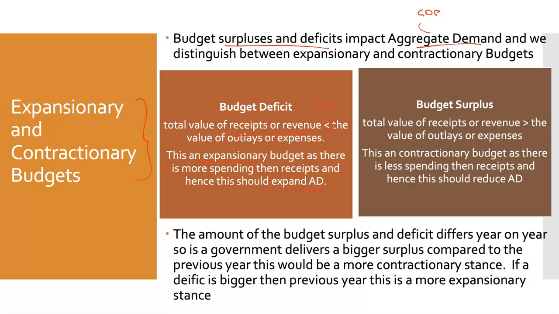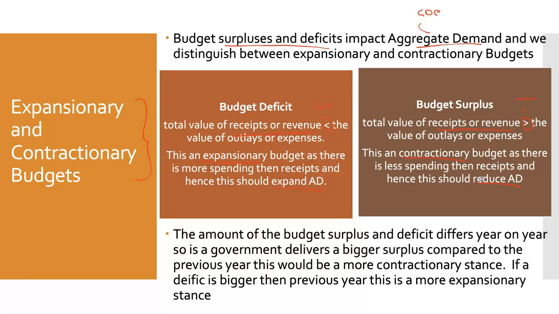Budget surpluses are the opposite. This is where the value of the receipts or revenues are more than the expenses or outlays. This is a contractionary budget because there is less spending than what we're receiving. So the government has made a decision to reduce aggregate demand, reduce GDP, reduce the size of the economy, often because inflation is too high.